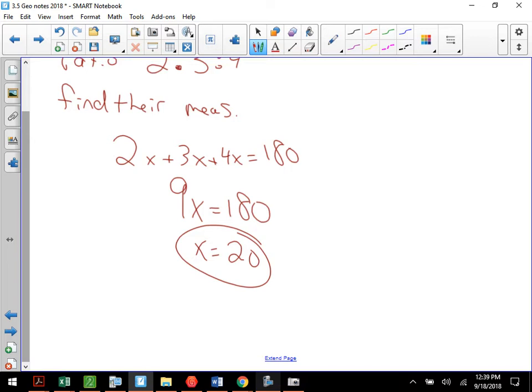Now, the one thing it did say was find the measures of each of the angles. If you now know the common ratio, what do you do with that common ratio with those other parts? Find the numbers. You're just substituting it: 2 times 20, 3 times 20, and then 4 times 20.